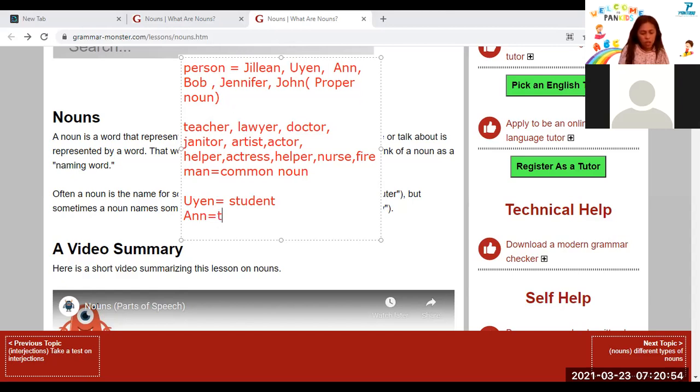Anne is a teacher. Okay, look at Anne. It's letter A, big letter. It's a proper noun. But look at letter T. T, letter T, it's a common noun. Common noun.